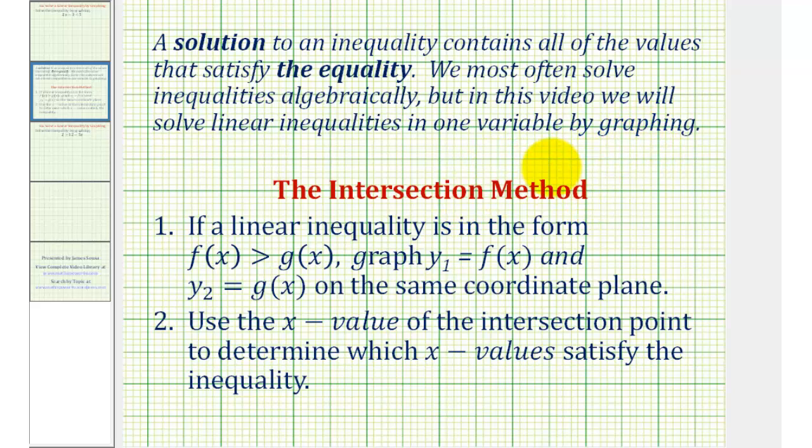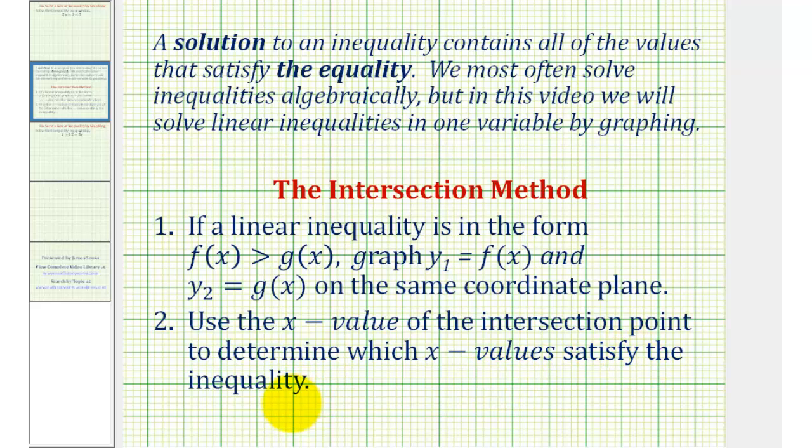We use a technique called the intersection method, which means if we have a linear inequality in the form f of x is greater than g of x, or something similar with a different inequality symbol, we'll let the left side be equal to y1, the right side be equal to y2, and then we'll graph y1 and y2 on the same coordinate plane. Once we do this, we'll use the x value of the point of intersection to determine which x values actually satisfy the inequality.